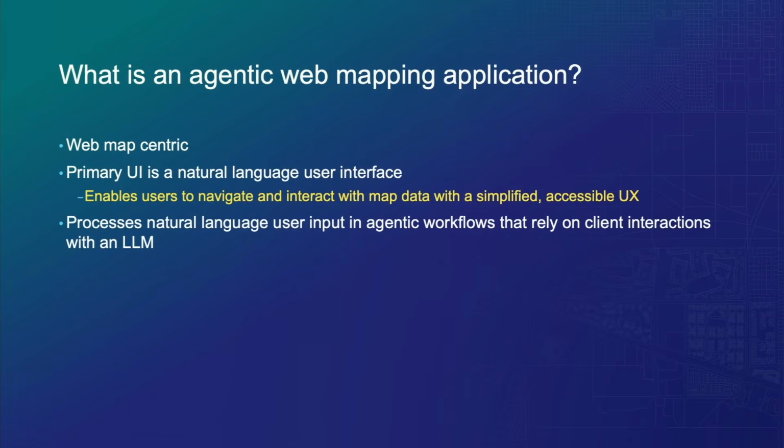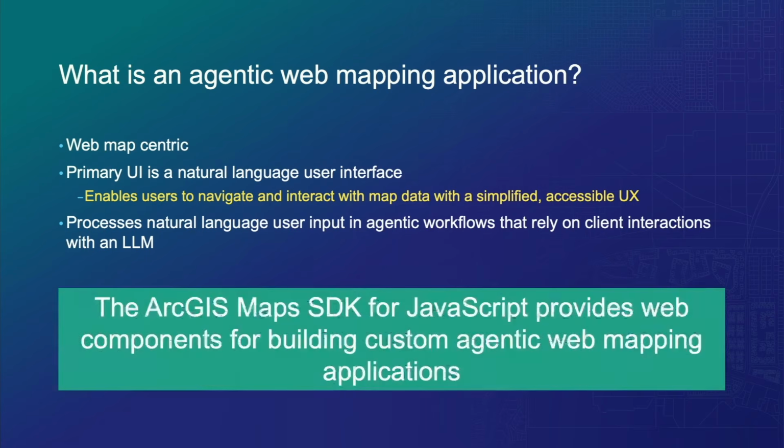So again, to summarize, what is an agentic web mapping application? The typical workflow is you start in the map viewer, for example, and you create a web map. And because of that, it's web map centric. And at this release, we are shipping these AI components, where the primary UI is the natural language user interface. And as I said, the ArcGIS Maps SDK for JavaScript, at this release, provides web components for building custom agentic web mapping applications.